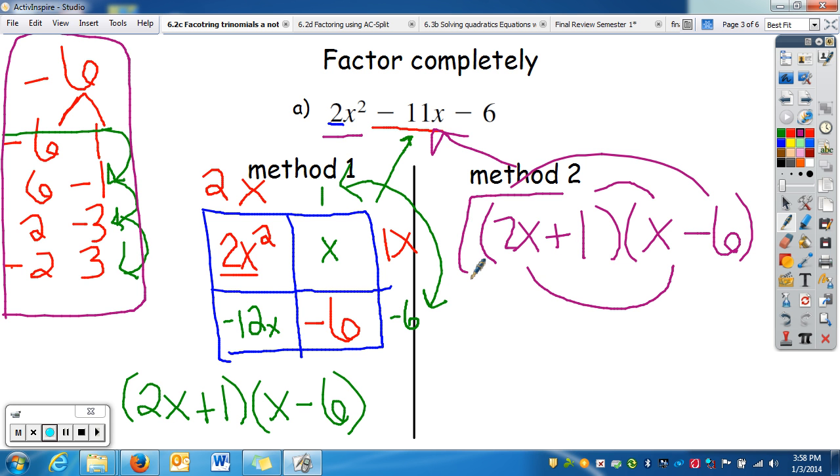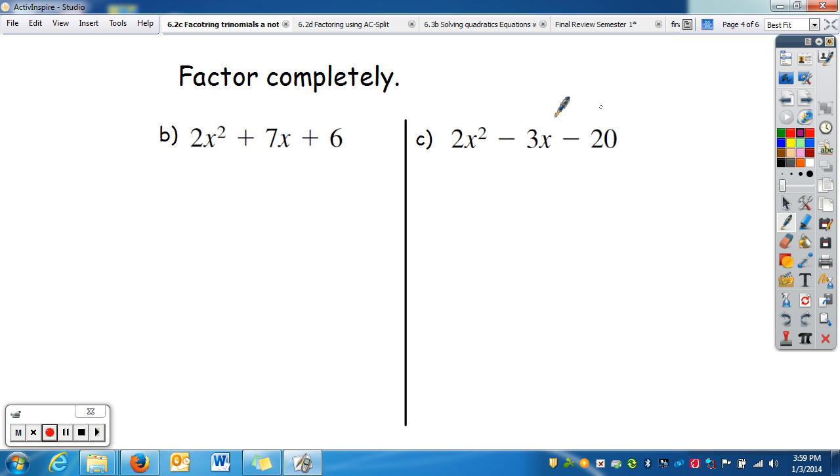And once you find the right combination, then you have what it is. So again, it's going to take some trial and error. You have to work through it. It's not always going to be instant like it was in the previous section. Alright, so let's look at B. We're going to do the box with B.